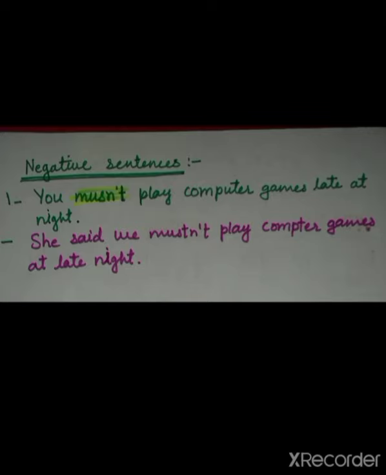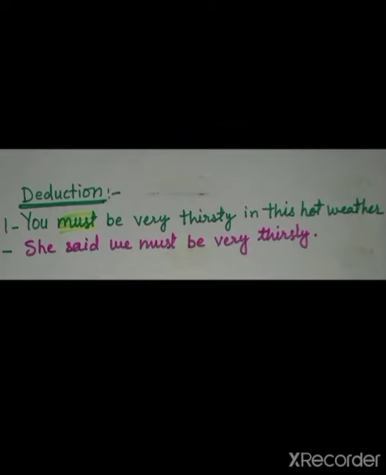See the sentence, you must be very thirsty in this hot weather. She said, we must be very thirsty in this hot weather. You can't use "had to" in this case. Understand? Now for the difference between... this was for the deduction. You must be very thirsty in this hot weather. See it again, I'm repeating it. What did I say?